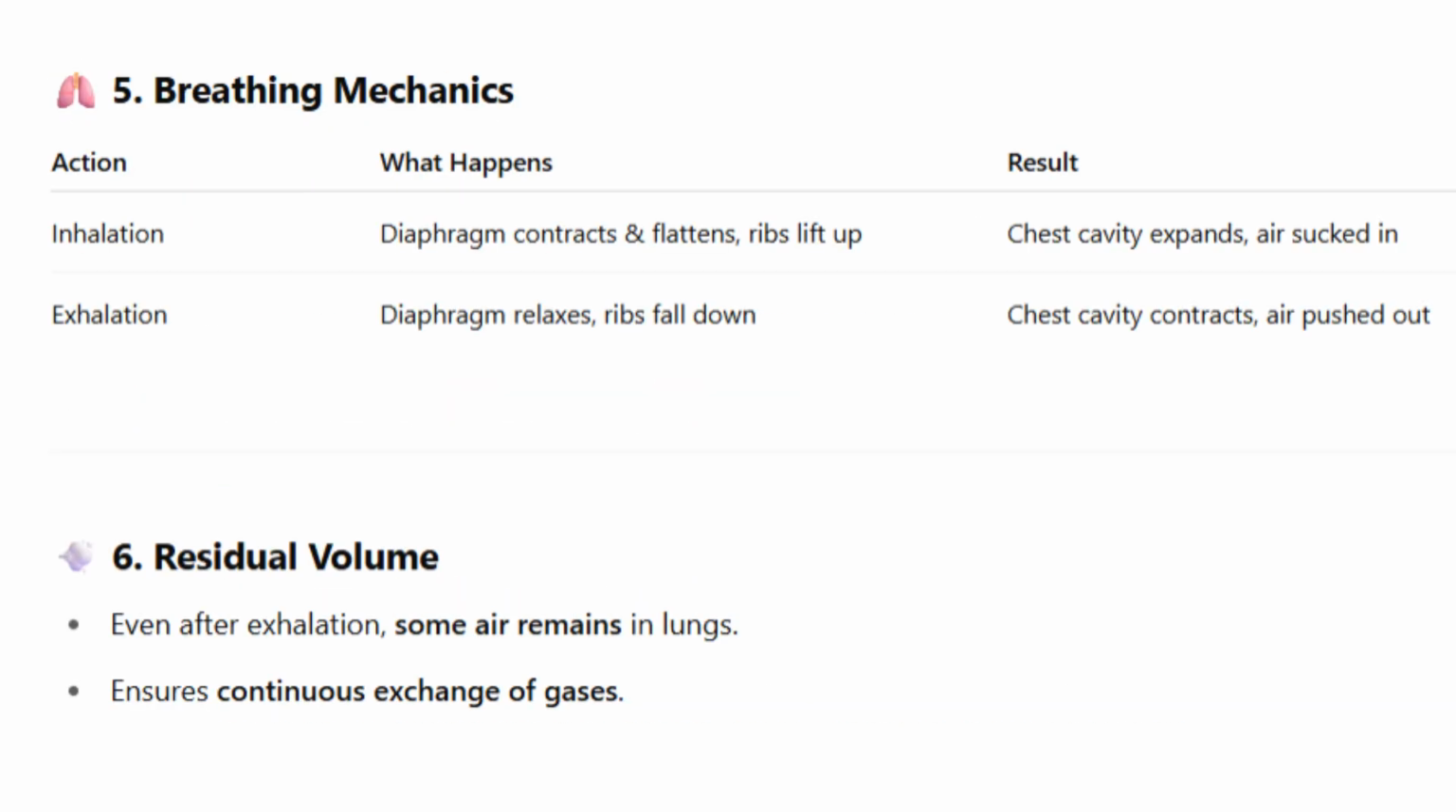5. Breathing mechanics. Action and result. Inhalation: the diaphragm contracts and flattens, ribs lift up, the chest cavity expands, and air is sucked in. Exhalation: the diaphragm relaxes, ribs fall down, the chest cavity contracts, and air is pushed out. 6. Residual volume. Even after exhalation, some air remains in the lungs, ensuring continuous exchange of gases.